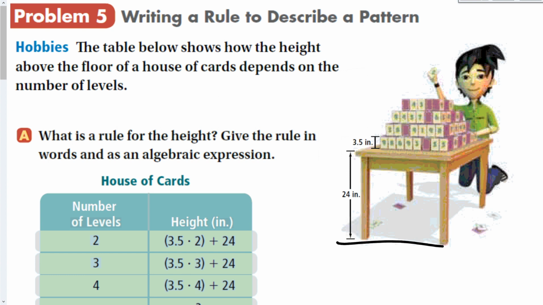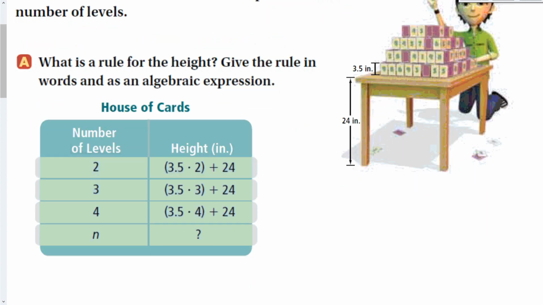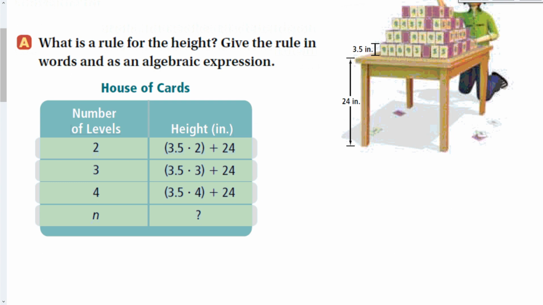And we can see that my table starts at the floor and is 24 inches high. Then each row of cards is going to be 3.5 inches tall, okay? Which means that by the time I get to the top, I'm going to be much higher than where I started, obviously. So if I look at this table right here at the second level, I have the height of the table, 24 inches, and then 3.5, one row of cards, times 2, because I want the second level.